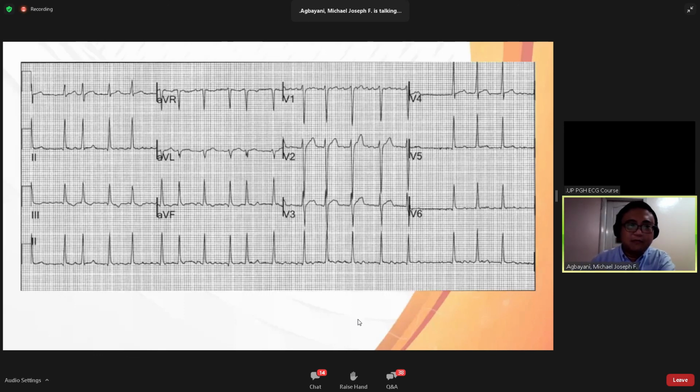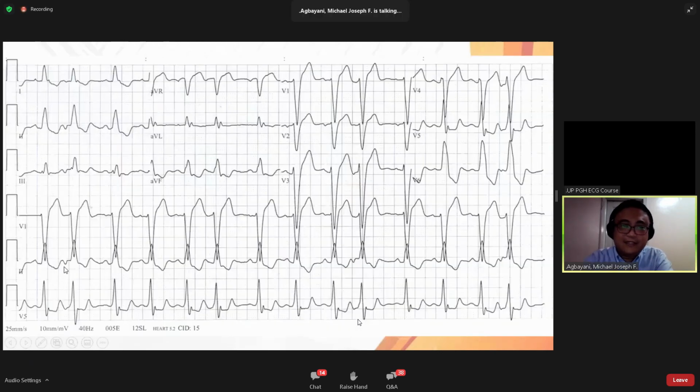If you're looking for fibrillatory waves, look at 2, 3, aVF and V1, because that's where the quote unquote P waves are. Those are the ECG leads where the P waves are best seen, even the fib waves. When you have coarse atrial fibrillation, you'll see it in V1 most of the time.